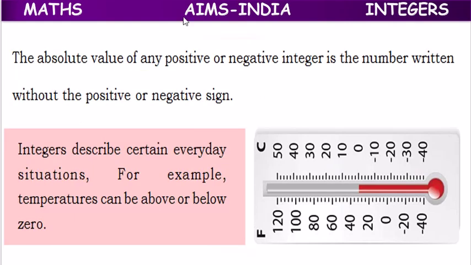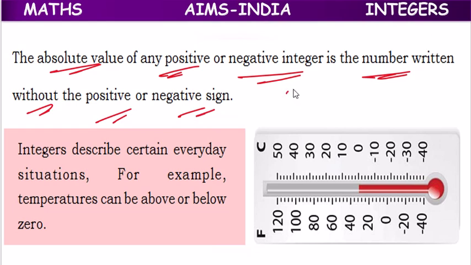Next. Here, the absolute value of any positive integer or negative integer is the number written without the positive sign or negative sign. They may ask the value of +3 or the value of -3. Without the sign, we can just take the answer as 3.